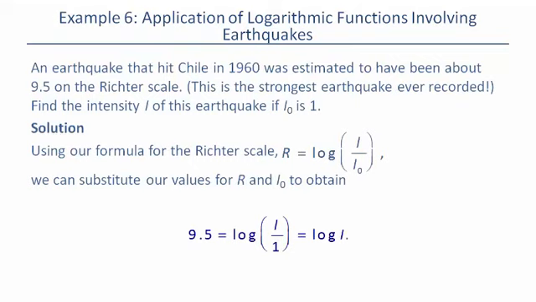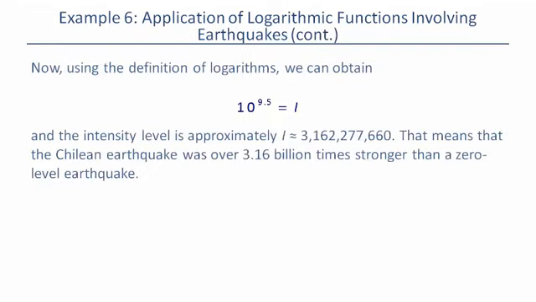Now, there was an earthquake that hit Chile in 1960, and it was estimated to have been about a 9.5. And the reason why we say estimated is because back in 1960, we didn't have a lot of good Richter scales all over the world being able to measure these things precisely, so it had to be basically estimated. And we can now figure out how strong that one is compared to an intensity of 1. So that's 10 to the 9.5, or this huge, huge number, 3.16 billion times stronger than a 0 level earthquake.